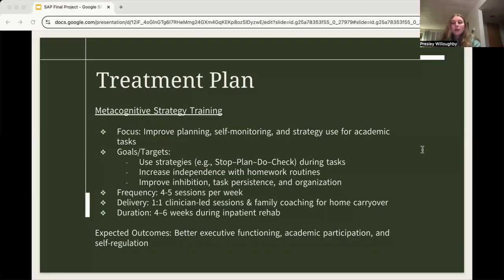Sessions will incorporate direct strategy instruction along with guided practice that is embedded within different meaningful and functional tasks that are specific for him. And family coaching will also be included to help facilitate this generalization of strategies at home. The expected outcomes include improved executive functioning, increased independence, better academic participation, and enhanced emotional and behavioral self-regulation.